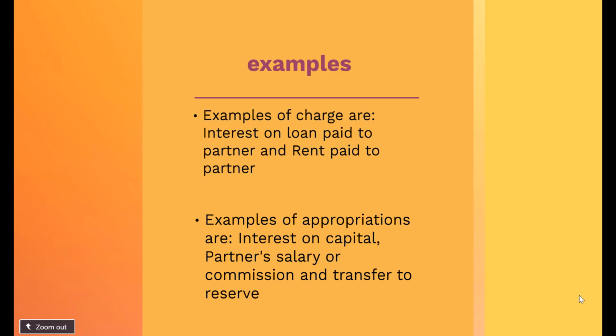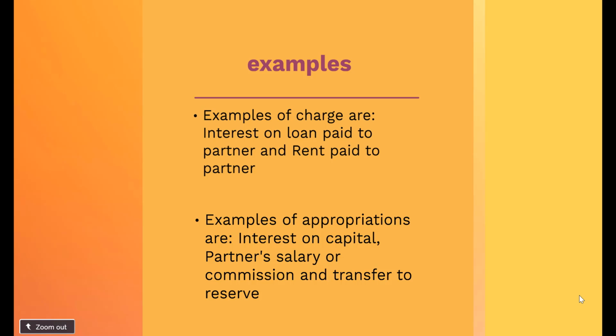Let's look at a few examples of charge and appropriation. Apart from the usual items which are debited to the profit and loss account, such as salaries, electricity charges, postage, stationery, etc., which are charges that have to be made irrespective of whether the firm earns a profit or incurs a loss, there are 2 items of charges involving partners. The first one is interest on loan paid to the partner by the firm for any loan advanced by the partner to the firm. And the second one is rent paid by the firm to the partner for use of partner's premises by the firm.